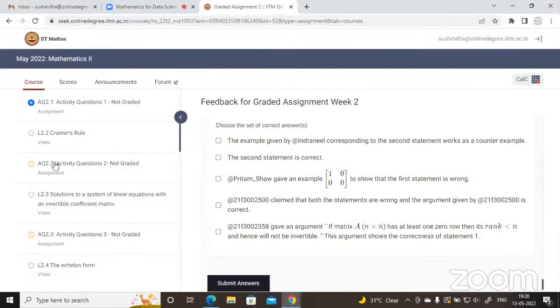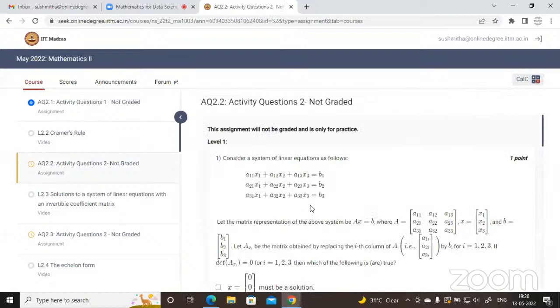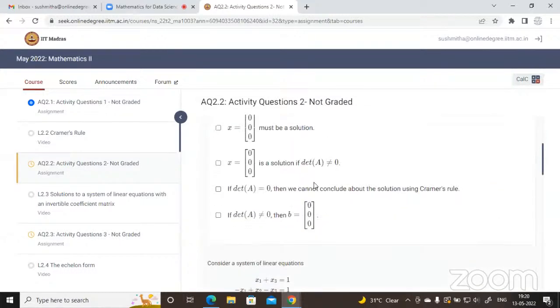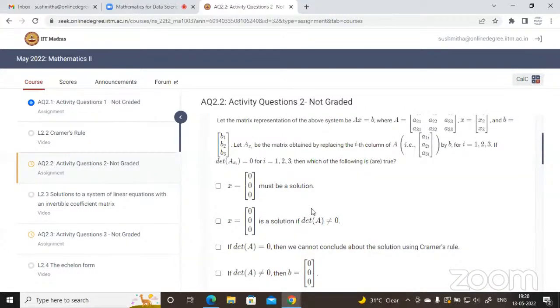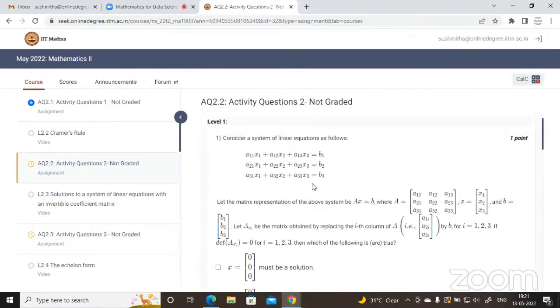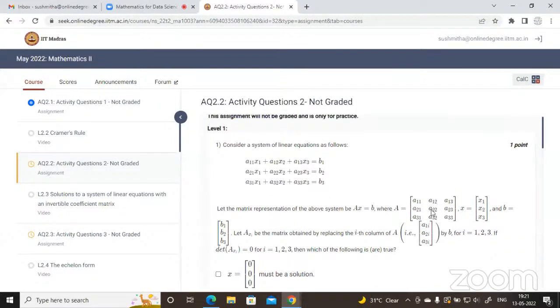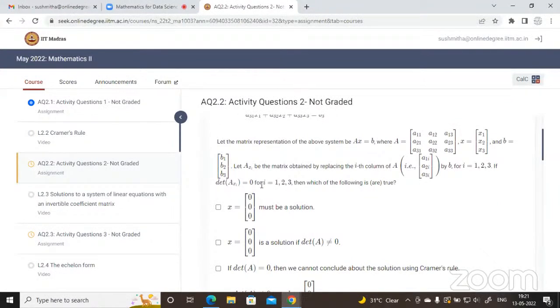There was someone with a question. Question 2, or someone had asked question number 1. Okay. I was unable to understand the last option: if determinant A is not equal to 0, then B equals the null matrix. What is given? Okay, we have a system of equations. Matrix representation is given. B is given. If determinant of AXi is 0 for all i equal to 1, 2, 3.